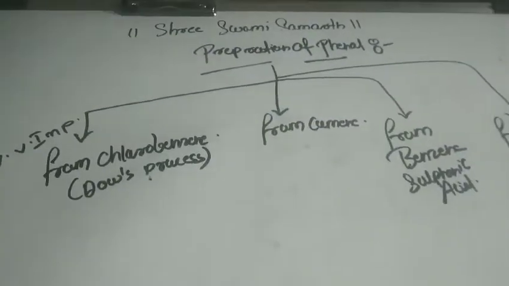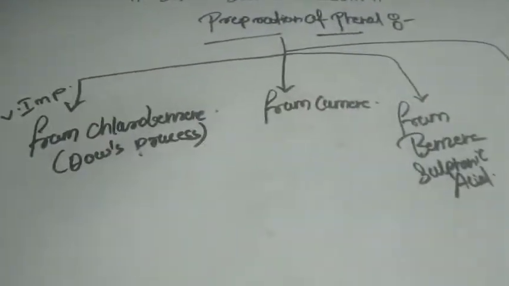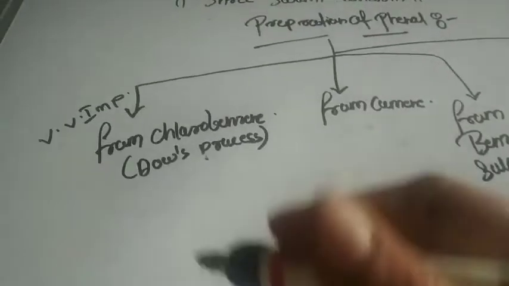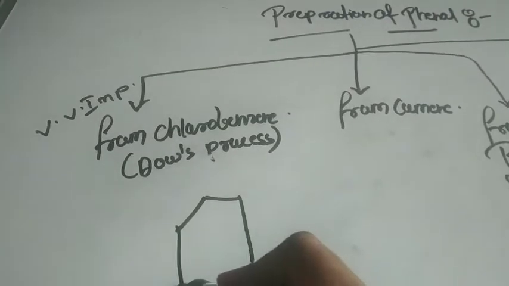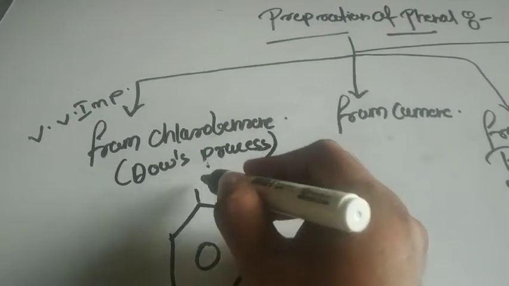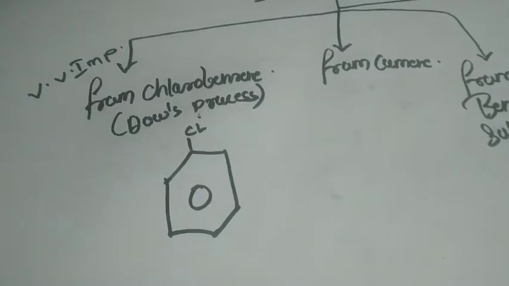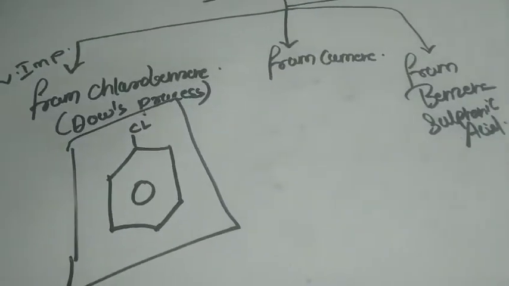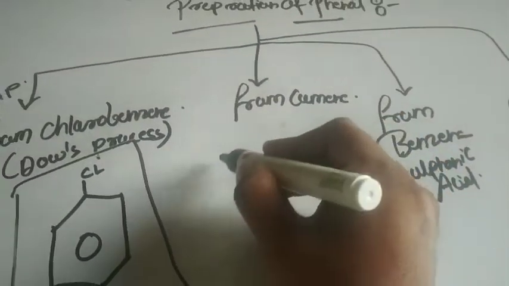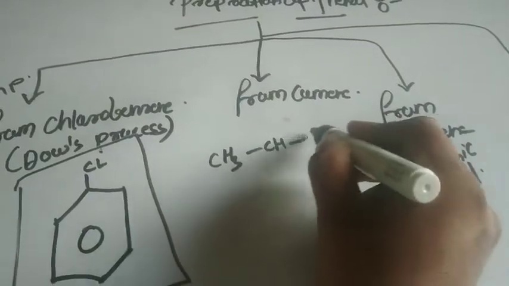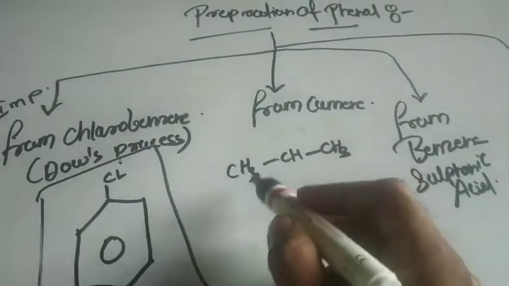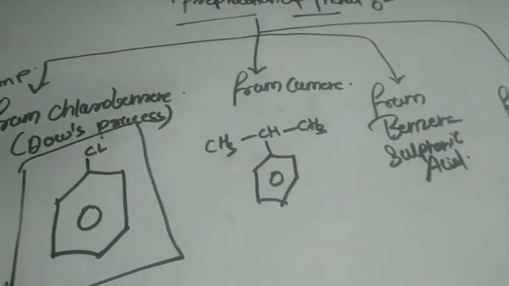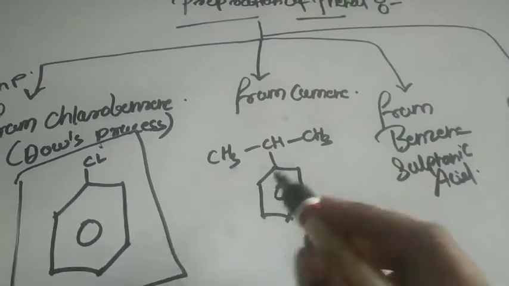Now first we will see all these compounds: what is chlorobenzene, what is cumene, what is benzene sulfonic acid and what is aniline. Let's see what chlorobenzene is. You are all very familiar with this compound. A benzene ring and a chlorine, this becomes chlorobenzene. In this reaction we are going to use this reactant. What is cumene? See, CH3, CH3, so this is nothing but the propyl, and to this propyl at the second position we have a benzene ring. So this becomes your cumene.